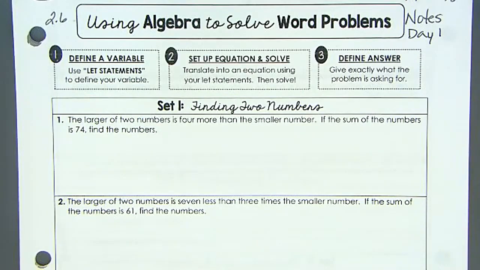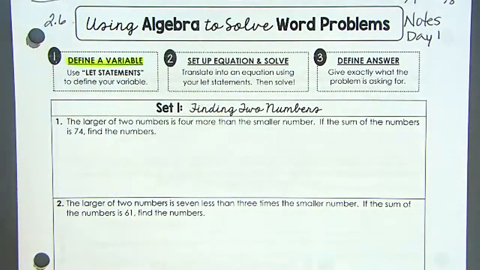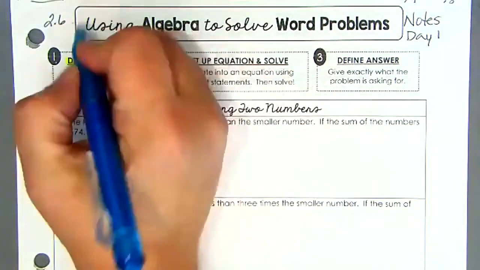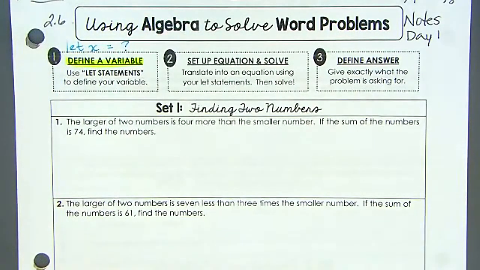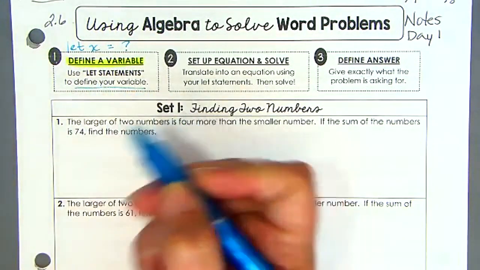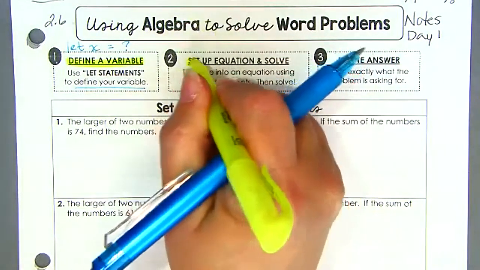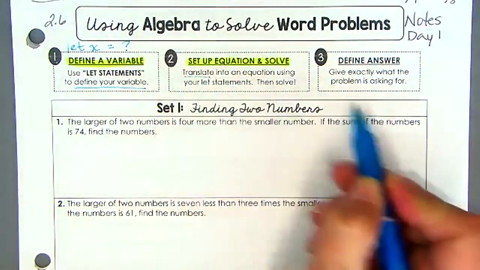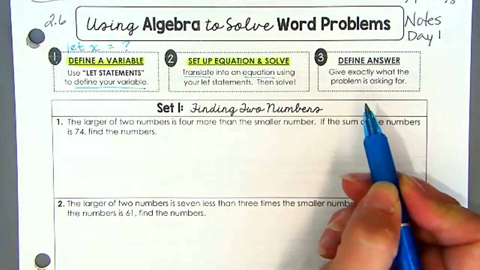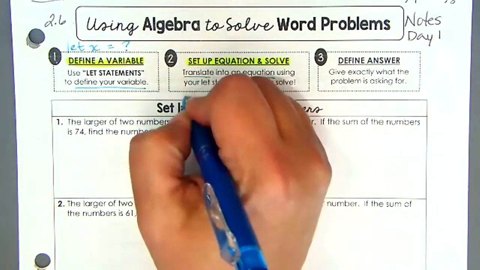The first thing that you do is define the variable. That means that you're going to make the let statements. We're going to say let x equal something. Use the let statements to define your variable. What are we letting represent x? Your second step is to write the equation: keywords translate into an equation using your let statements, then solve. It's kind of one way of thinking about it.